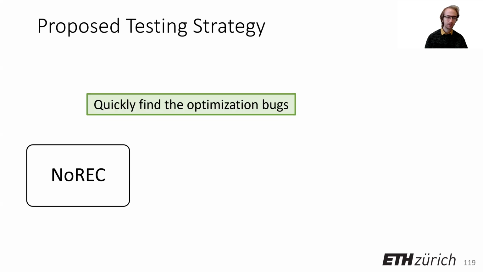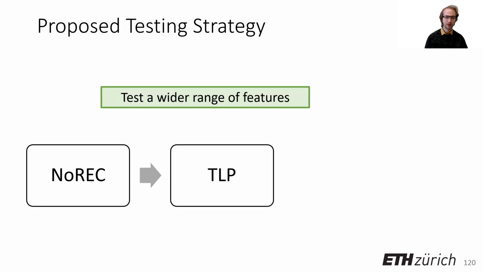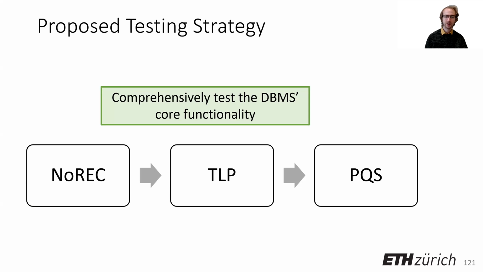So how would you use our approaches in practice? Probably one useful strategy would be to first use and implement NoREC to quickly find the optimization bugs, which seem to be very important. Then use TLP to test a wider range of features, for example, aggregate functions. And finally, use PQS, which incurs more implementation effort, but allows to more comprehensively test the DBMS.